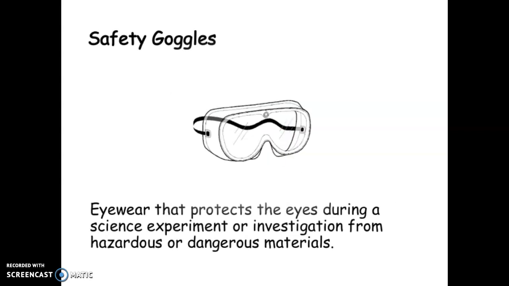These are safety goggles. This is eyewear that we use to protect our eyes during a science experiment or investigating from hazardous or dangerous materials. Now, boys and girls, when the goggles are on the table during the science lab experiments, we need to make sure that we wear them. But before we do, we need to take a small piece of a disinfect wipe and clean them before we wear them, and make sure that we clean them after we wear them. So let's go and practice that at our tables.